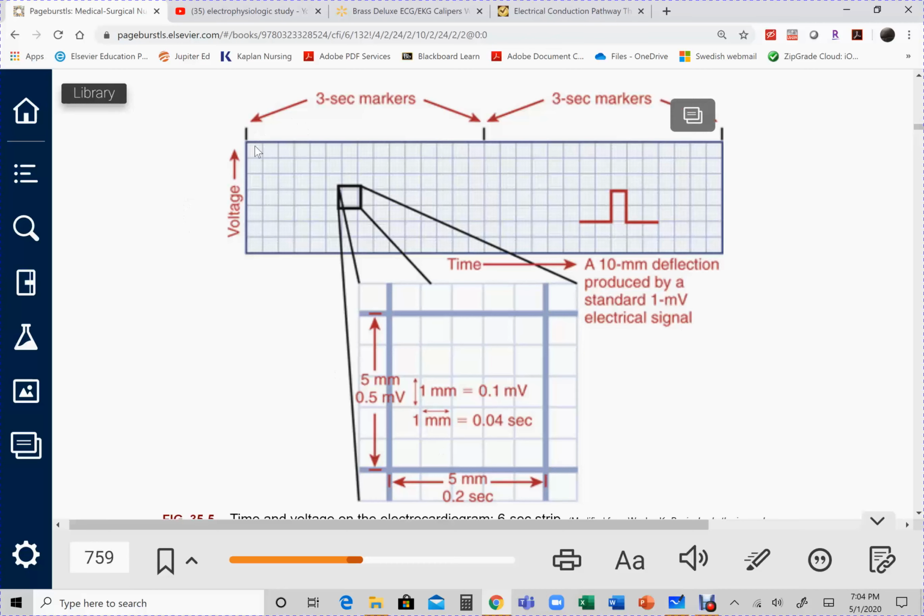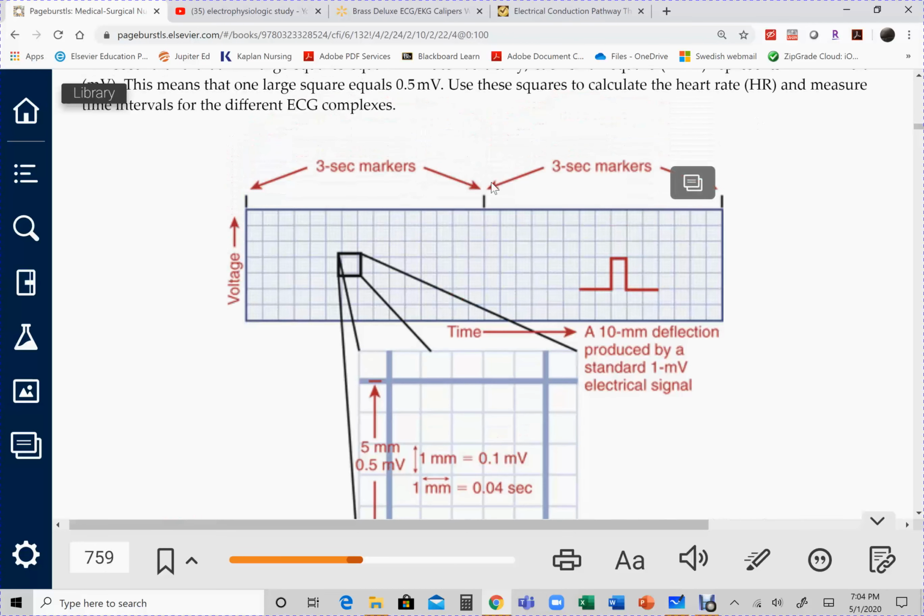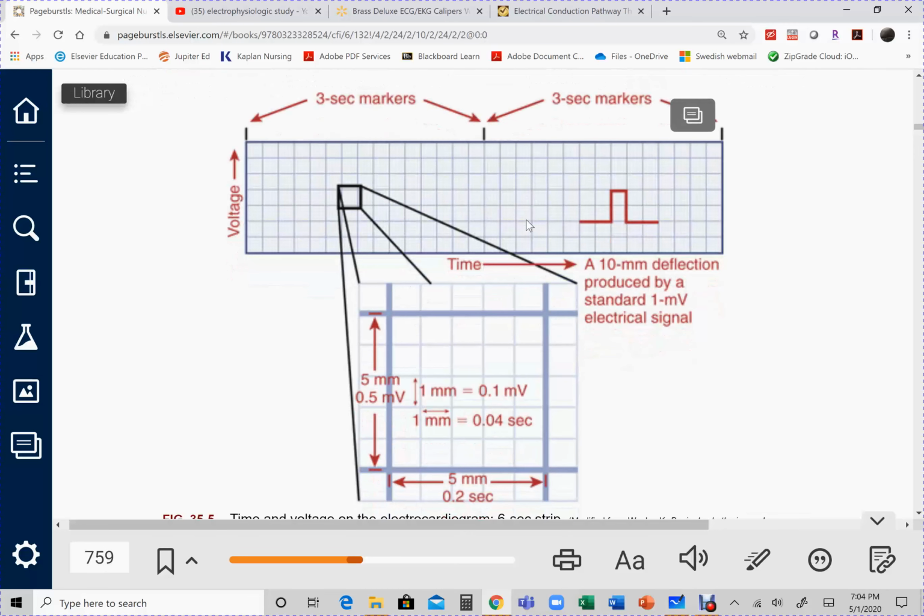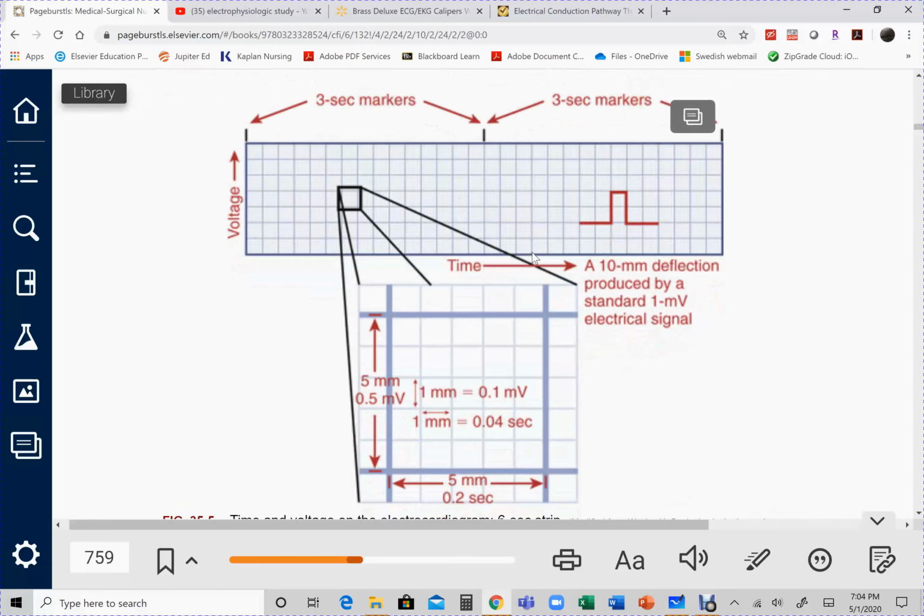So let's count. 1, 2, 3, 4, 5. That's 1 second. 1, 2, 3, 4, 5. That's another second. 1, 2, 3, 4, 5. Another second. So that's 3 seconds. So these are 3-second markers. If you see on the test the paper doesn't have any 3-second markers, then you know how to count, so you can add a 3-second marker there. Now this is useful later when we count the heart rate.